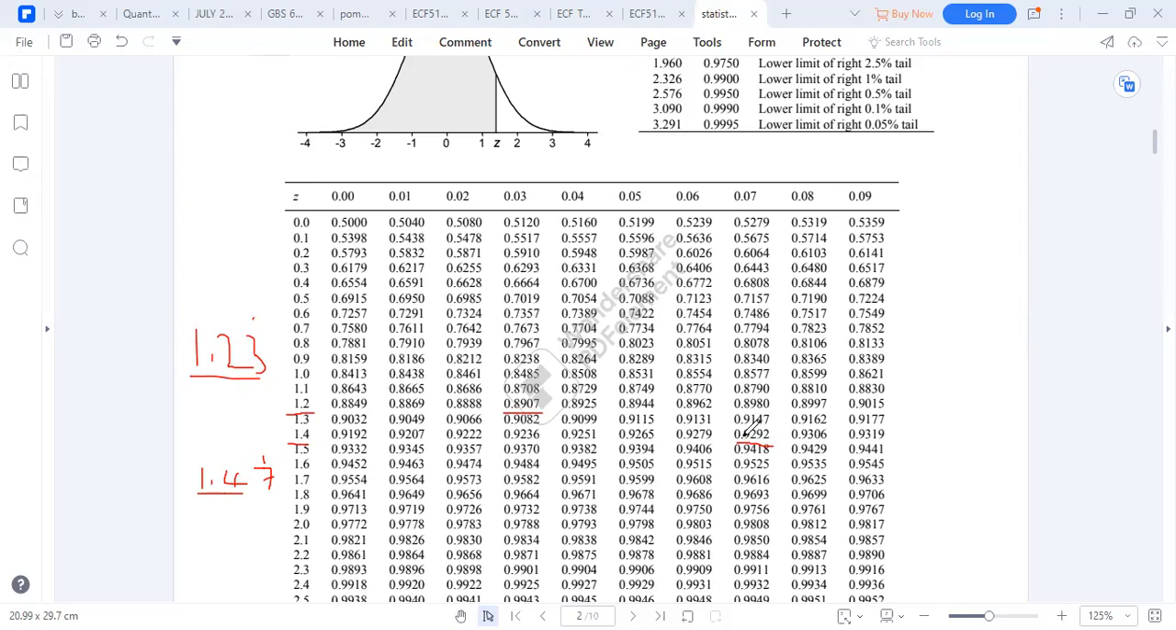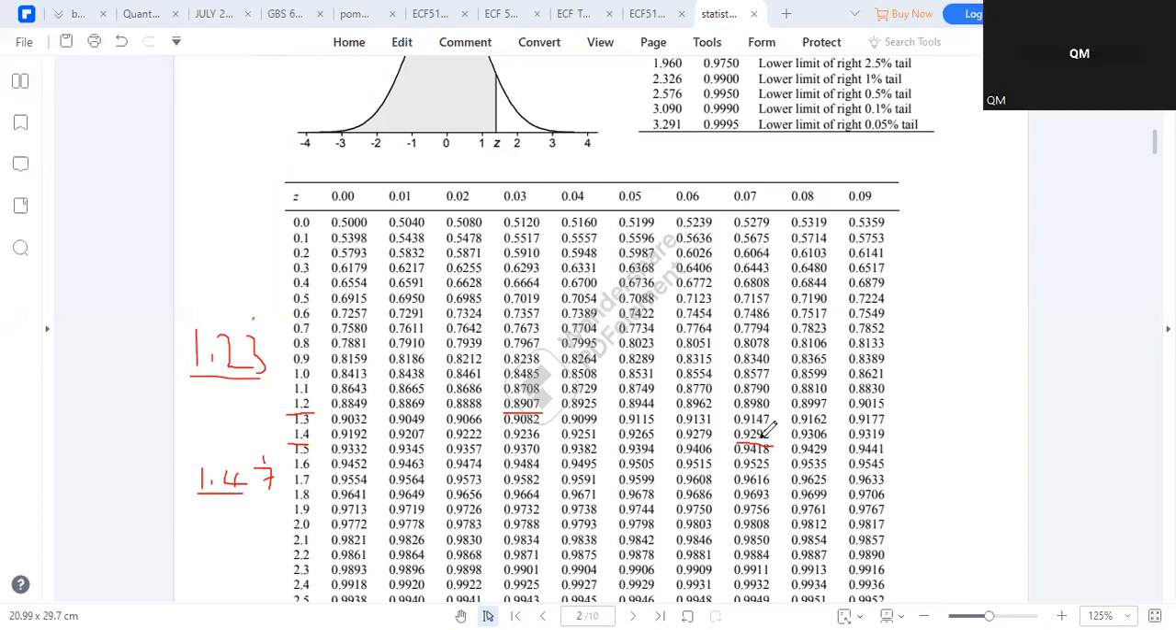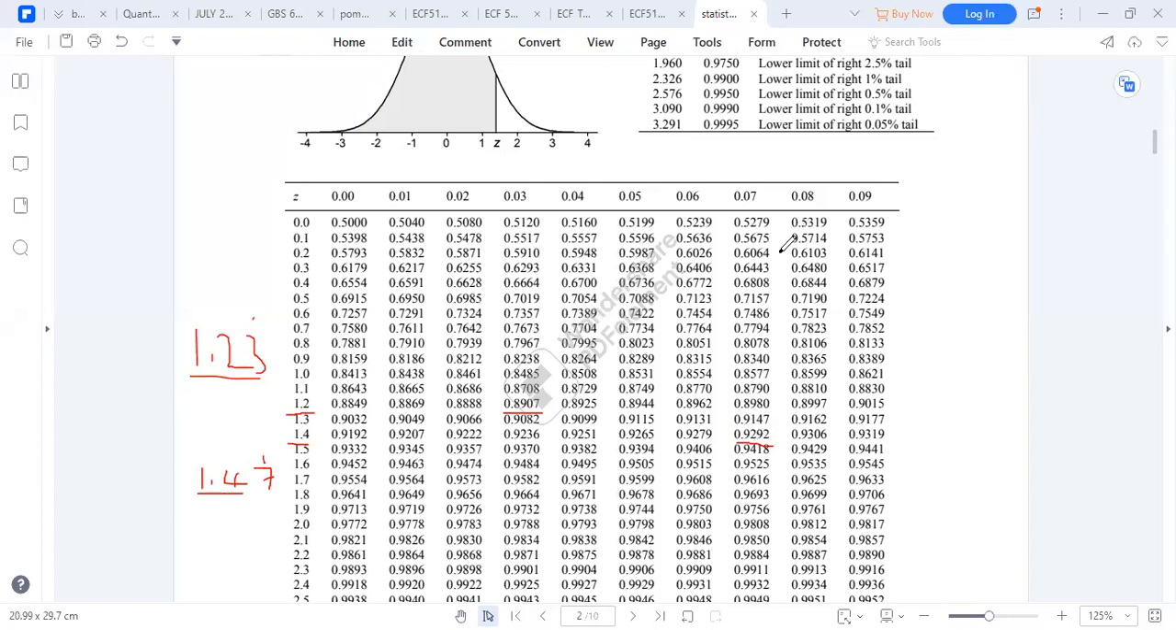Now I would also ask that we consider the reverse. If I told you this 0.9292, what is the Z from the probability? This Z is 1.4 and 0.07. So you say this is 1.47 if we're reading in reverse.